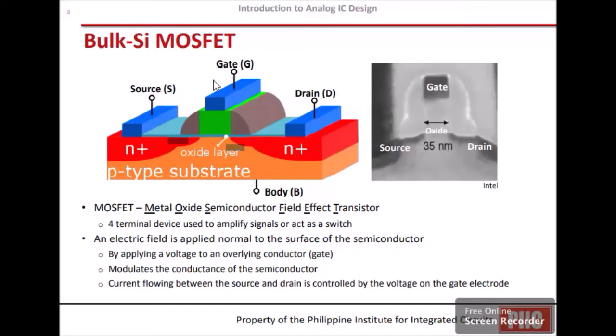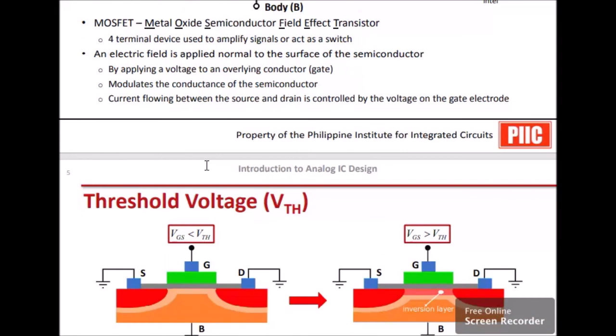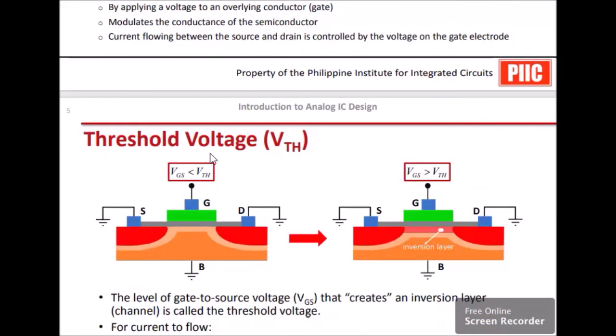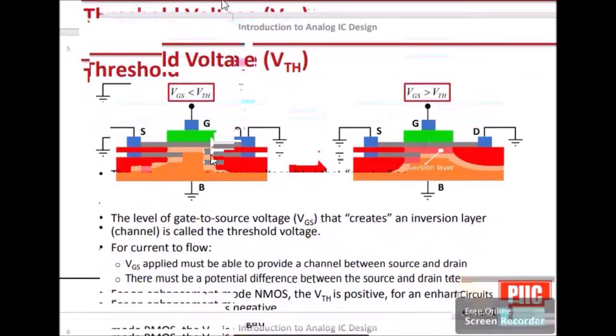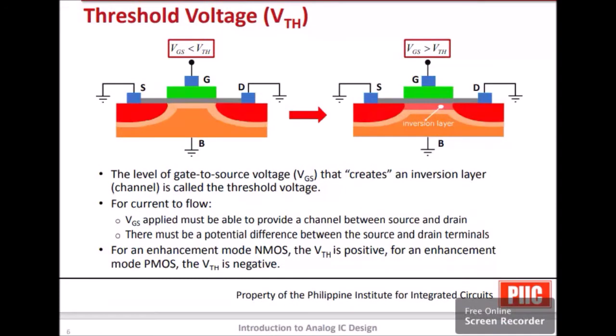Now, sinasabi na yung gate yung nagko-control sa ating connection between the drain and the source. So, tingnan natin ngayon, paano ba talaga? Or what are the criteria para mag-on siya? Alright, so let me introduce you to the term called threshold voltage.